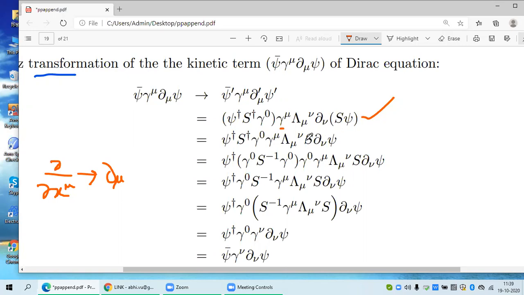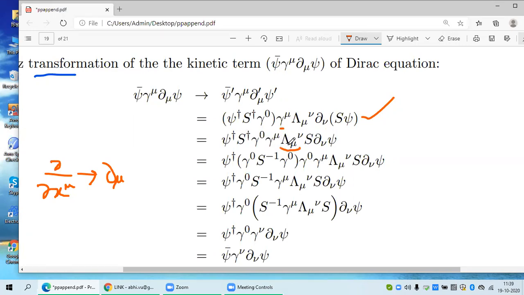I can't rearrange them, because all are matrices. If I want to rearrange, I have to use commutation relations. Clear? Out of all these things, only one thing is not a matrix, which is this. This is just a number here, because this is an element of the Lorentz transformation matrix for a given nu, mu. So this I can put anywhere.